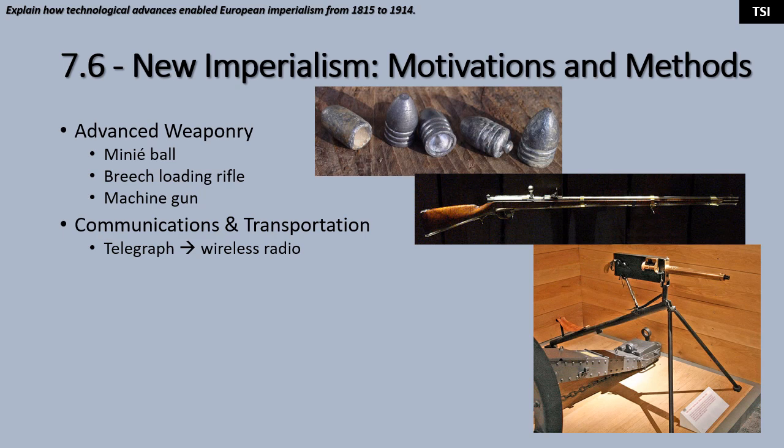Improved communication means improved merchant movement, but also improved naval movement to make sure that your gunships can get where you need them to be on a more consistent basis. So that transportation is going to increase the level of military control that the European imperialists will be able to impose on other parts of the world.